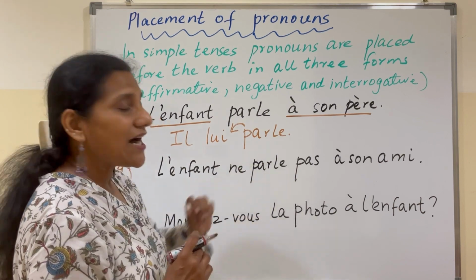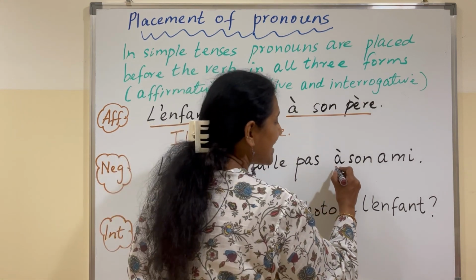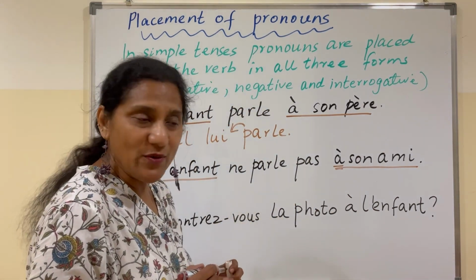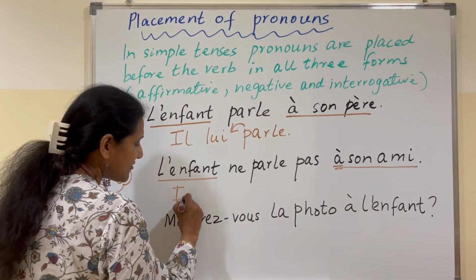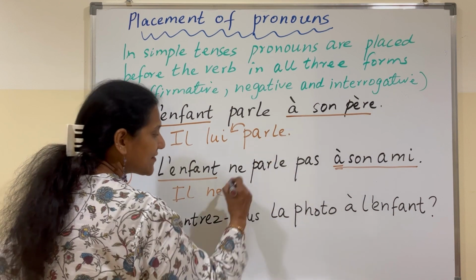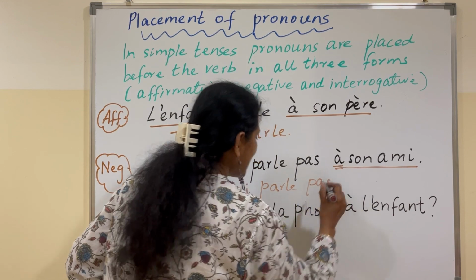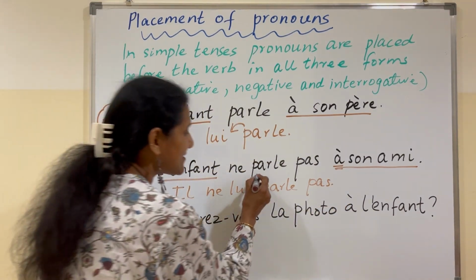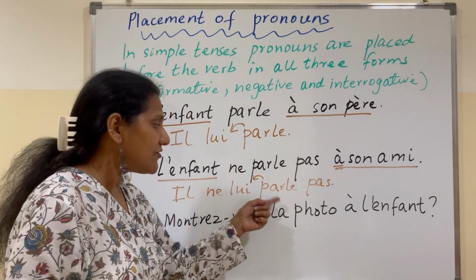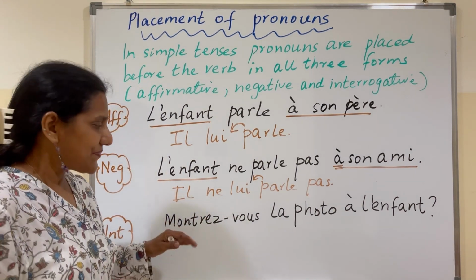Now let's look at a negative sentence. L'enfant ne parle pas à son ami. Again, we've got a subject pronoun. Then we've got a negative sentence and it's followed by a preposition plus a person and it's going to be replaced by lui. Where am I supposed to place it? Let's first write il. The subject pronoun will be replaced by il, ne, and then lui parle pas. So here we can see that even in such a case, in the negative sentence, we are placing the indirect object before the verb. Now, let's look at an example with an interrogative sentence.